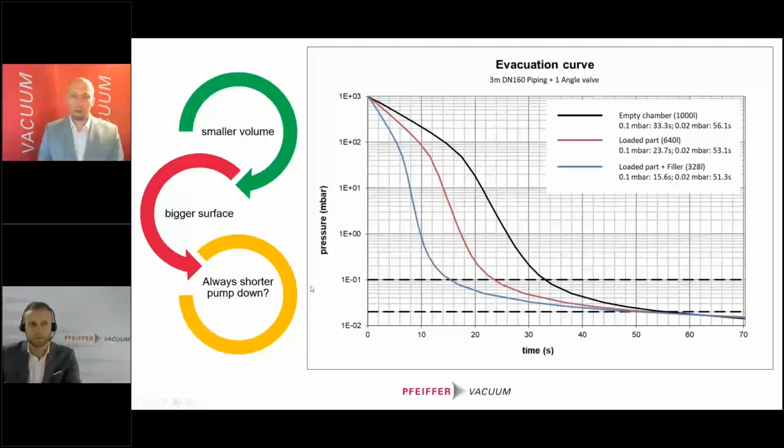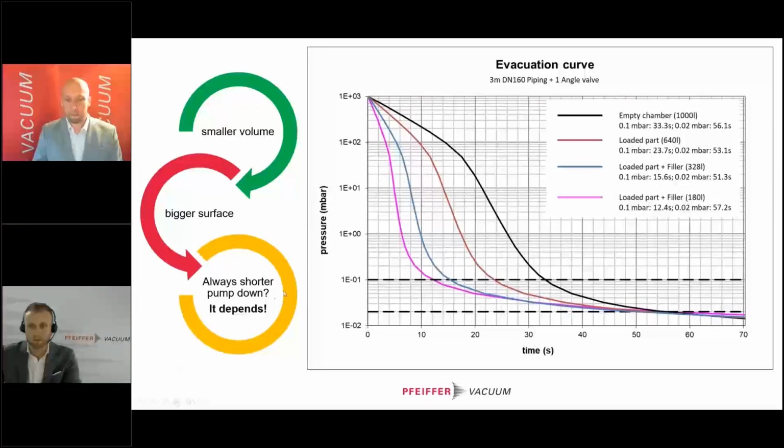And the question is now, will I always receive a shorter pump down when I add filler material into my chamber? Well, the answer is it depends. It depends on the pressure you want to reach. If you want to stay at the upper level regime, which we are showing here, adding another filler to reduce the volume even further will help you to reduce your cycle time. When you want to reach a lower pressure level, at some point we have a crossing point where the time gets worse for additional filler. You see here 51 seconds for the third curve and now 57 seconds for the last curve. So even worse than for the empty chamber.